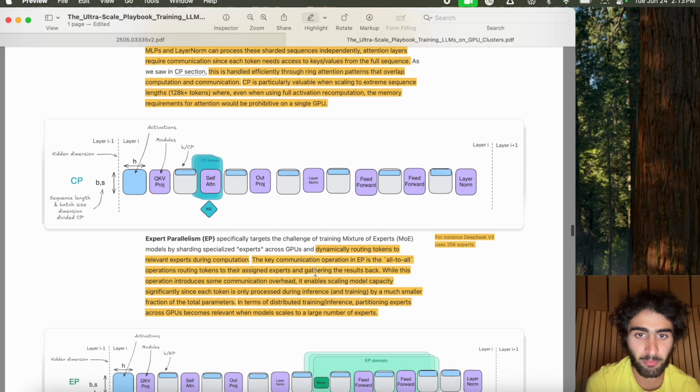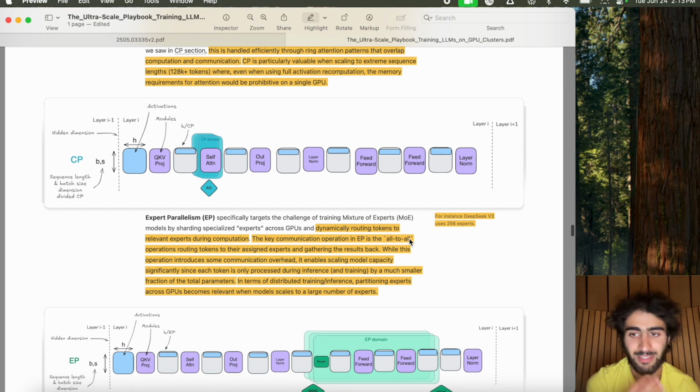Now, when it comes to expert parallelism, we dynamically route tokens to relevant experts in communication, with the key operation being all-to-all. This is the distributed communication primitive used in expert parallelism, which routes tokens once again to their assigned experts and then gathers the results back. While this operation introduces some communication overhead, it enables scaling model capacity significantly, since each token is only processed during inference and training by a much smaller fraction of the total parameters.